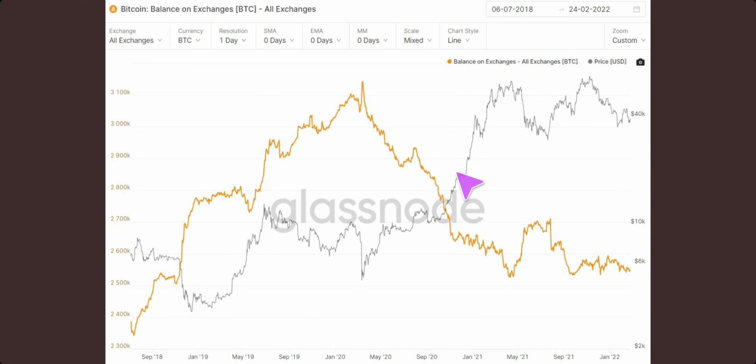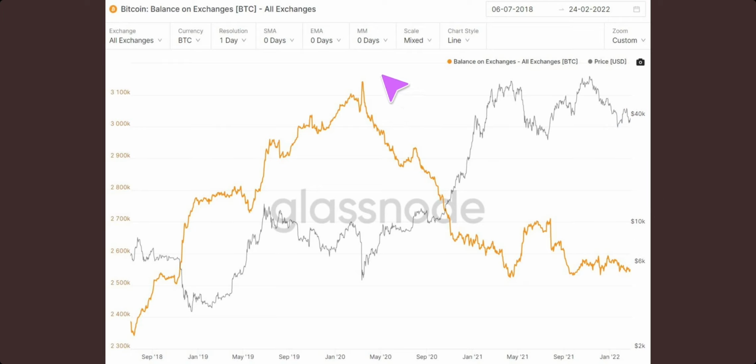So just to give you an idea of how this looks, here we have the Bitcoin balance on exchanges, and across we've got the x-axis, and on the left we have the number of Bitcoins on exchanges. So this would be 3 million, this would be 2.5 million. And obviously here we've got the Bitcoin price itself, and this is showing you the dollar value right here.